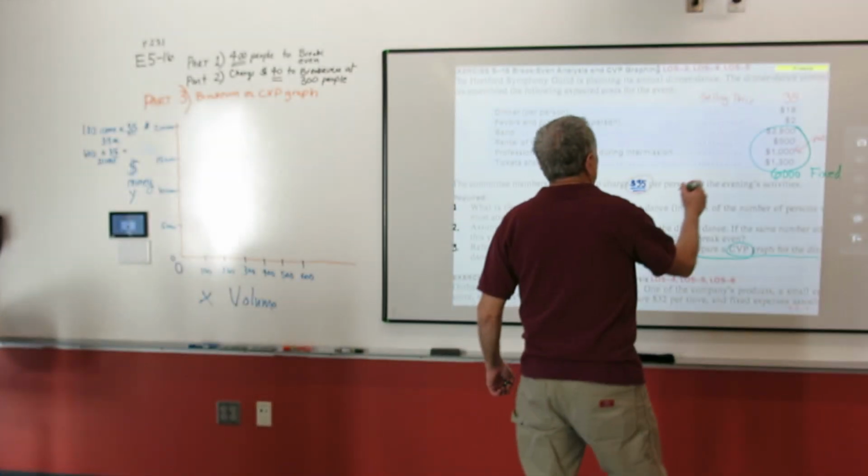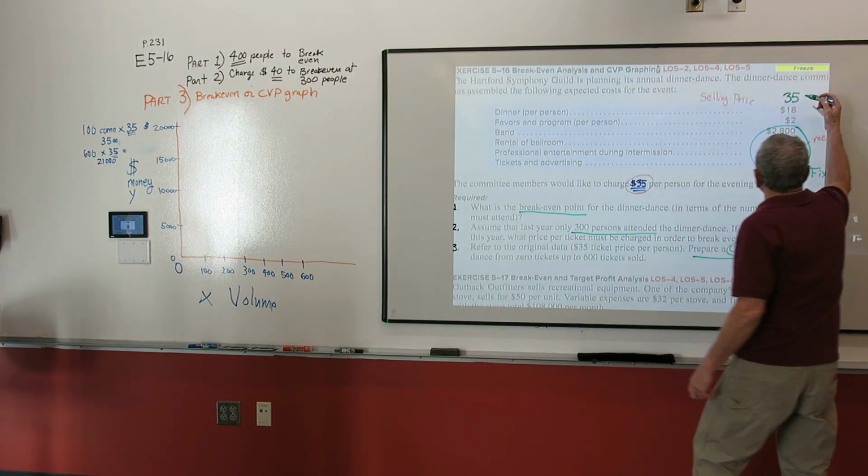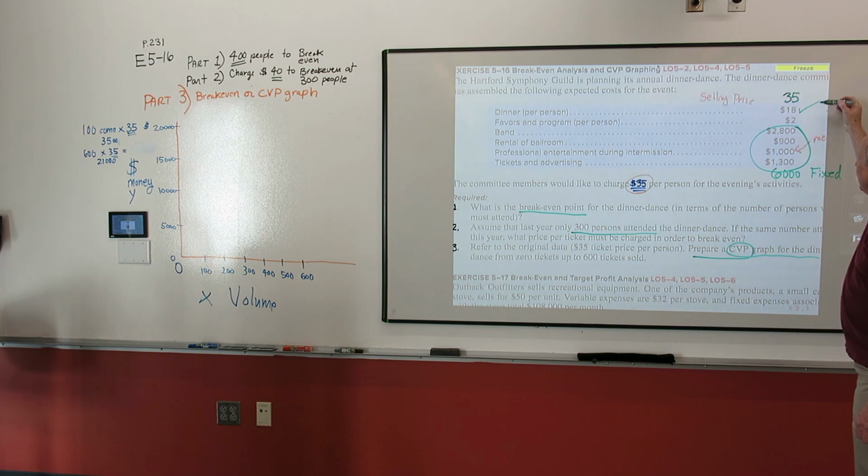The dinner dance, we were going to charge people $35 each to go. It cost $18 for each dinner, $2 for the dinner favors, $2,800 for the band, $900 for the rental of the ballroom. Professional entertainment was $1,000, and tickets and advertising were $1,300. These all added up to $6,000 fixed, and the variable were equal to $20. Again, $20 is what it cost for the dinner.